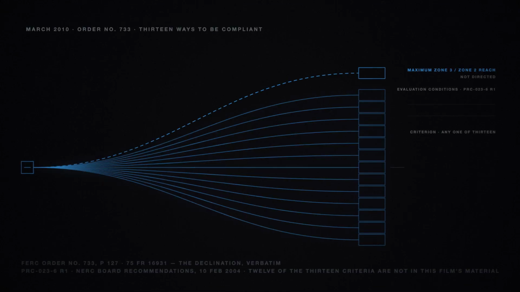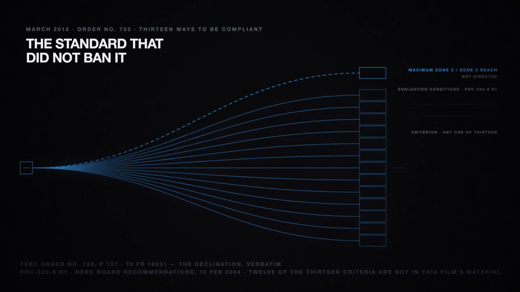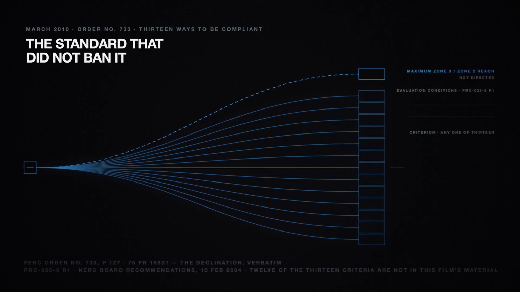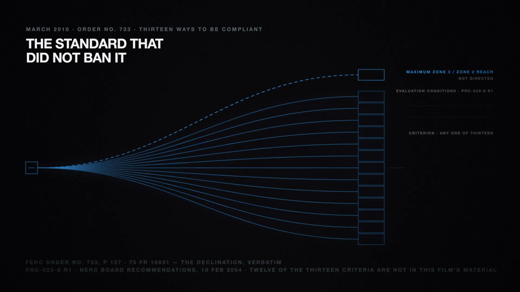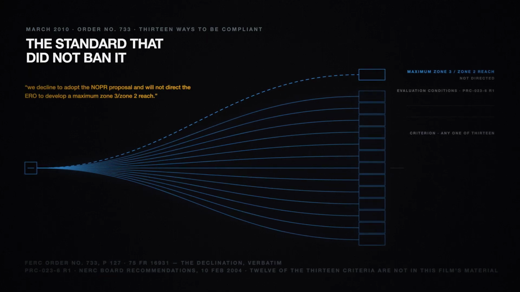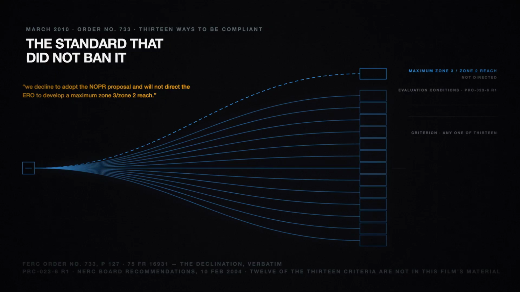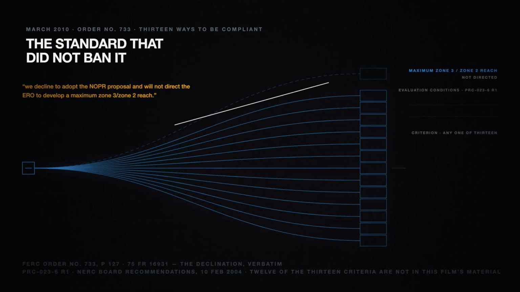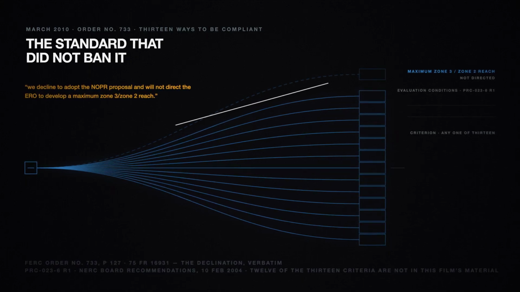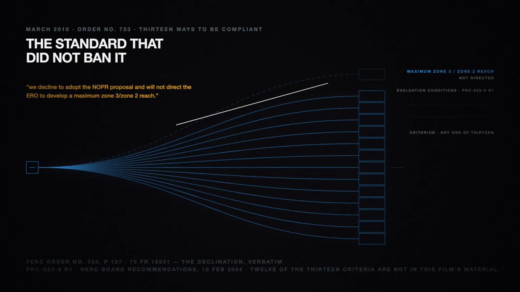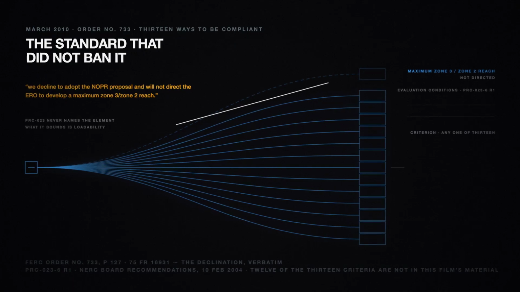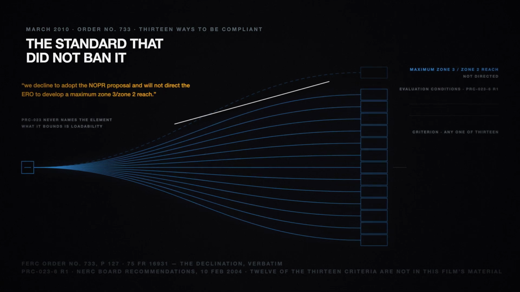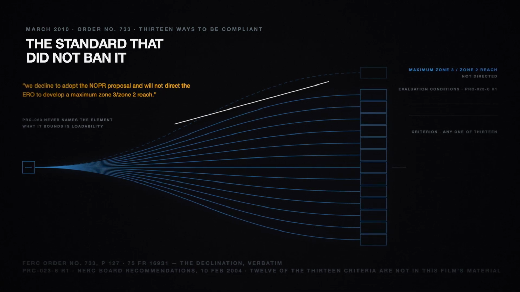In March 2010, the Federal Energy Regulatory Commission was asked to set a maximum reach for these elements, and wrote that it would not. Its words, with two acronyms, opened out: we decline to adopt the proposal and will not direct the Reliability Organization to develop a maximum Zone 3, Zone 2 reach. The standard that governs instead is called PRC-023, and it never names the element. What it bounds is loadability.